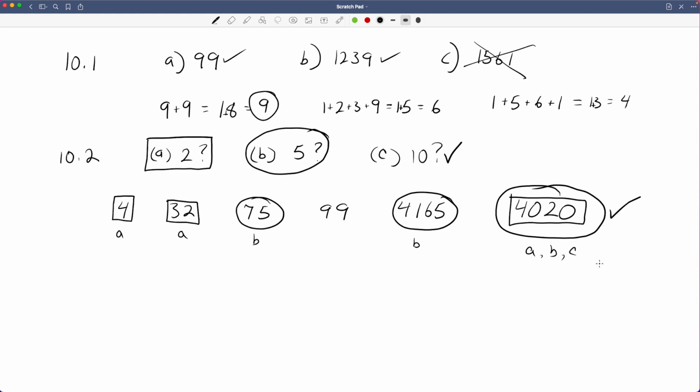So any of those methods would work, either circling them so I can match it up like this is a key, or writing the letter that it is divisible by that matches the key up here. Either one of those is fine. But when you only have one number, it's asking you is it divisible by 3, then you can just cross out the ones that are not divisible by 3.